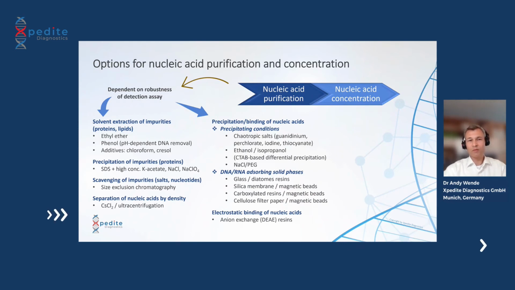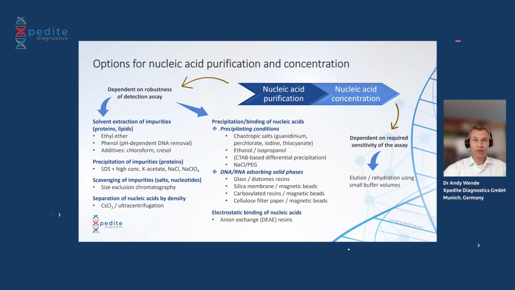And another rather new way of adsorbing the DNA and RNA is the use of cellulose filter papers, or there are also cellulose magnetic beads available from commercial suppliers, which also work together with the chaotropic precipitation mechanism. And one other way, not so often used, but still in use by some commercial suppliers, is the electrostatic binding of nucleic acids to anion exchange resins. There, by a simple pH shift, you can switch the resin to be binding or not binding to the RNA and DNA.